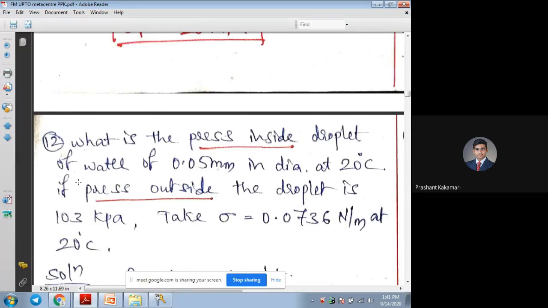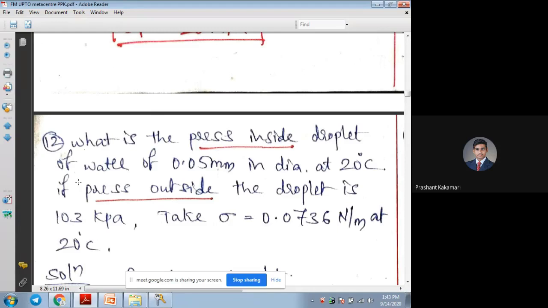of the droplet of 0.05 mm, that is the diameter, at 20 degrees centigrade. So can you tell me, is the temperature affecting the problem as far as our formula is concerned? Temperature is not there in the formula itself, so it is not affecting much. And also, the pressure outside the droplet is 103 kilopascal, take sigma equal to 0.0736 Newton per meter at the same temperature, 20 degrees centigrade. This means the experiment is conducted at the same temperature, so there is no need to consider different temperatures, as in the droplet equation relating surface tension and pressure there is no term called temperature. So temperature is not related. It is just to confuse you, or to help you understand whether the experiment is done at different temperatures or at the same temperature, that they have told 20 degrees centigrade.